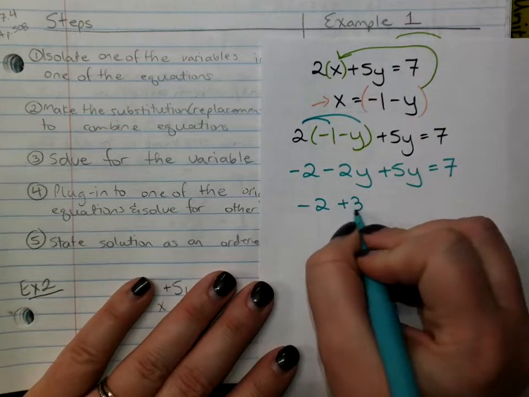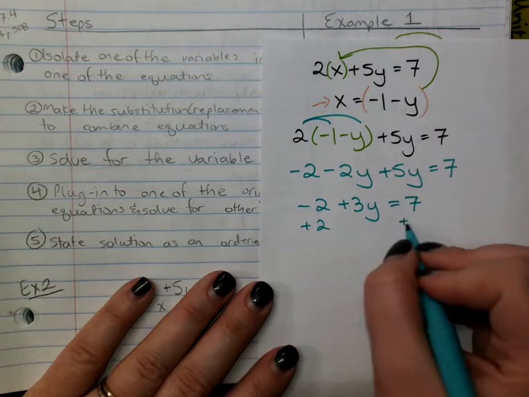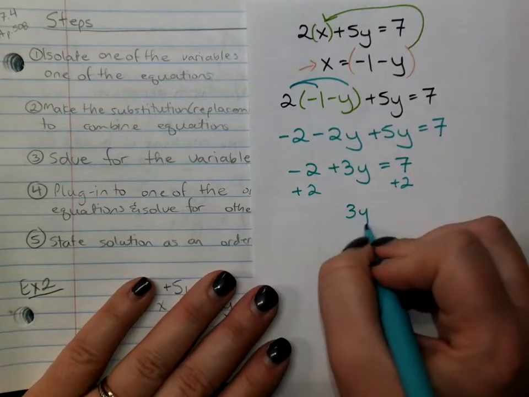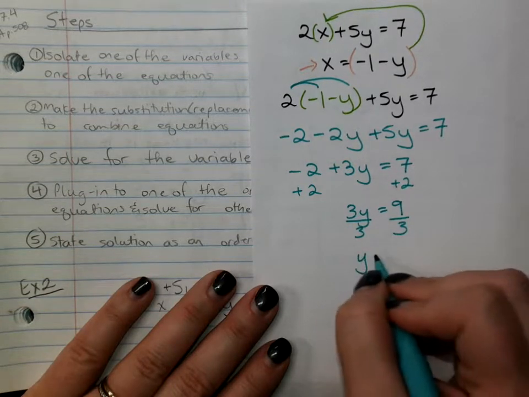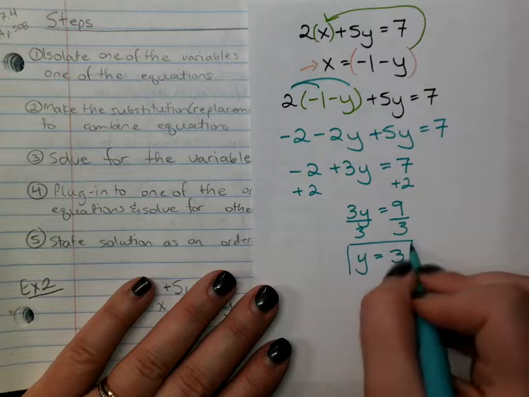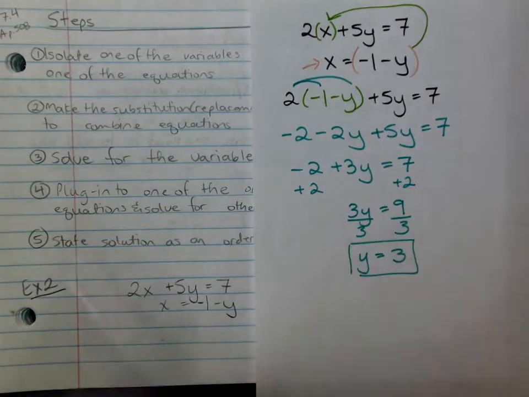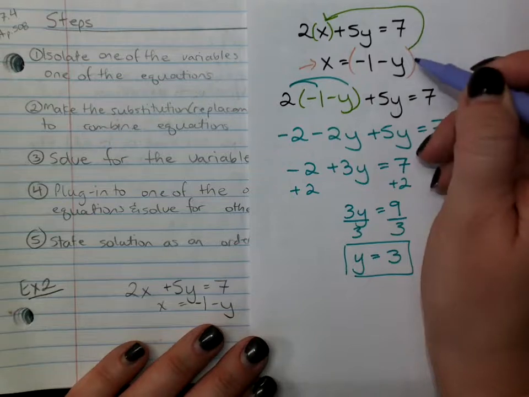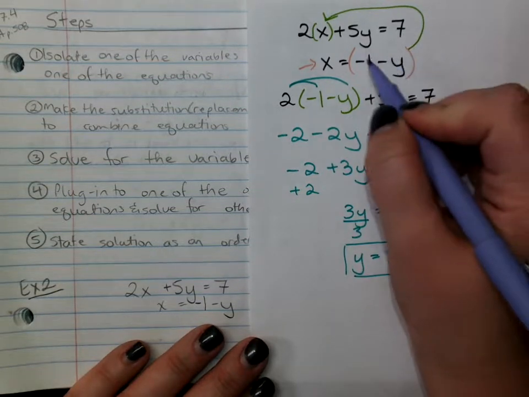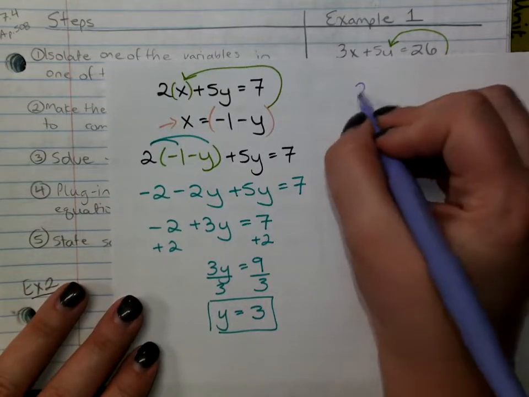-2 plus 3y equals 7. I'm going to move that 2 to the other side. 3y equals 9. Divide both sides by 3. And y equals +3. Now normally, when we're solving, we're done. But in these problems, you're only half done. Now you have to take that answer and plug it back into either one of the equations. It doesn't matter which one. I personally do not like dealing with negatives, so I'm going to plug it back into the top.